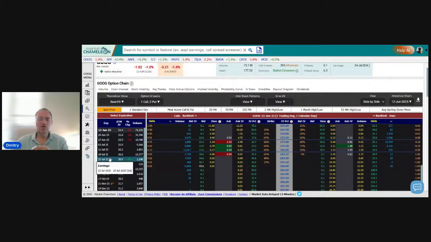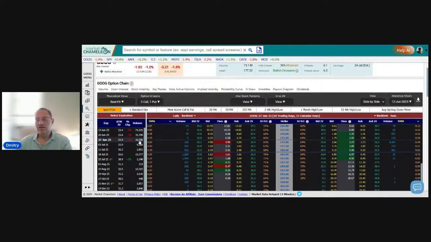On the left-hand side here, we see a selection box that allows us to pick a particular expiration available for trading in Google. And we can see here we have the expiration listed, the at-the-money implied volatility, and the volume. So let's take a look at the June 27th expiration. We see there are 10,700 contracts that traded in that expiration. We're going to click it, and that brings up the June 27th option expiration in Google on the right-hand side.